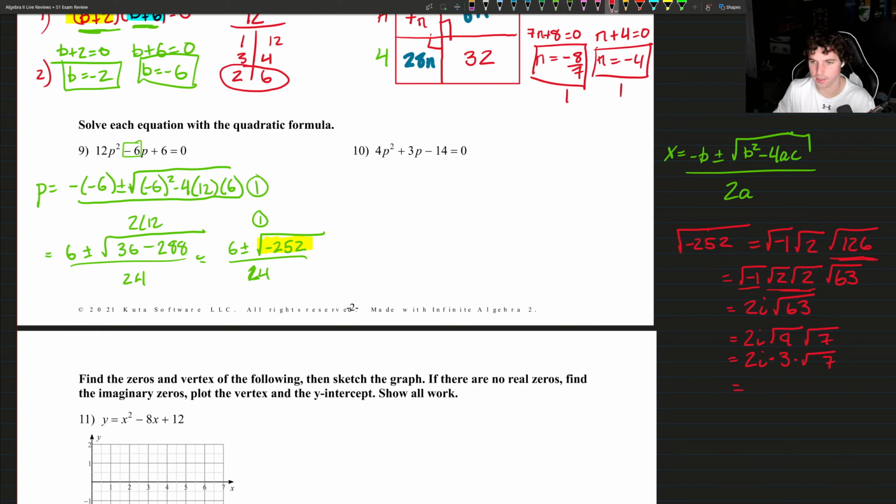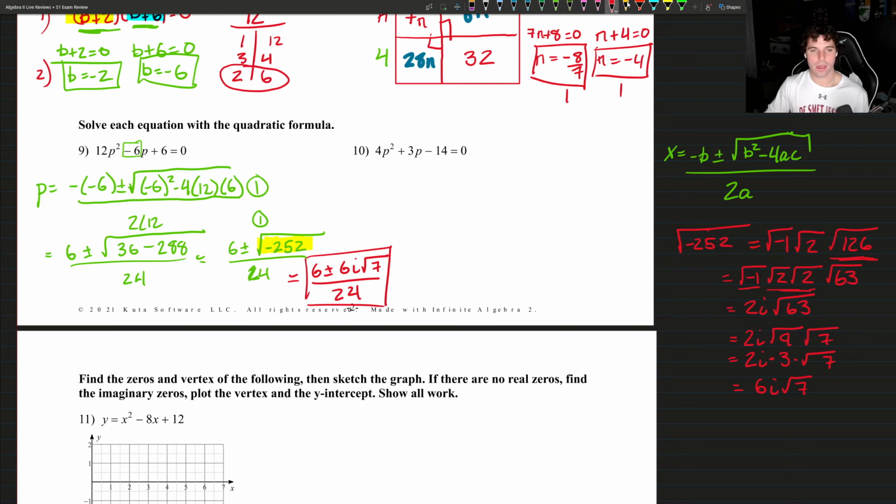So we get 6i rad 7. Okay, and that takes the place of the square root of negative 252. So our answer here is 6 plus or minus 6i rad 7 over 24. Right, you can stop there.